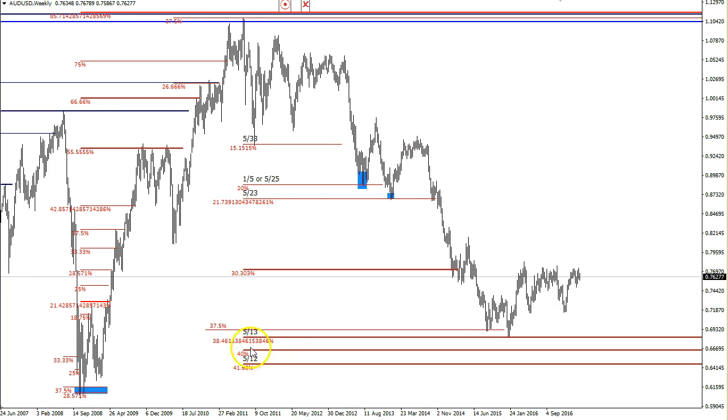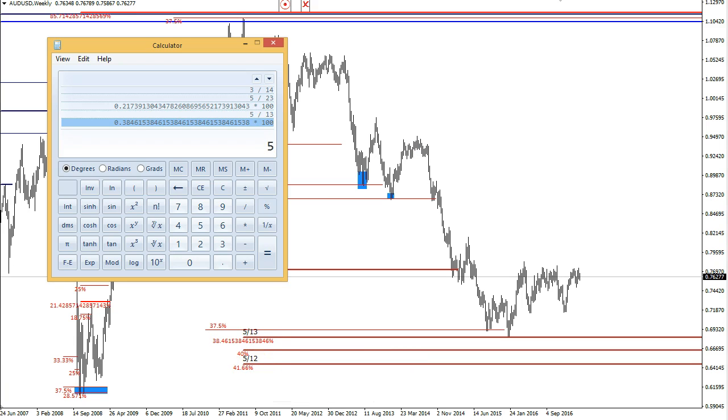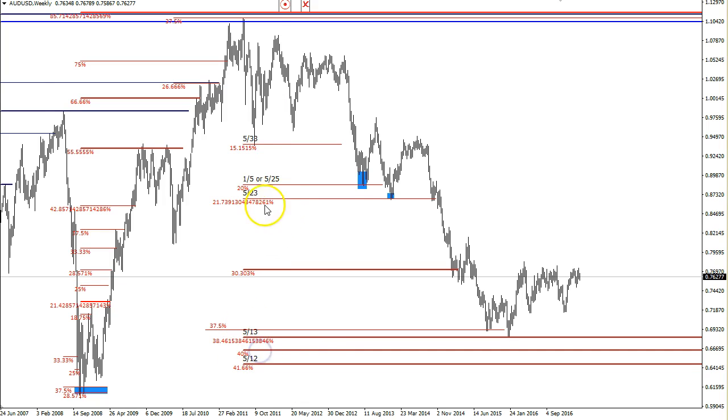So you can see here 5 by 13, 5 by 12, so 5 by 11 is 45.45. 5 by 13 and 5 by 12, it's 10 by 25, which is the 40%. So you have like a sequence. The halfway between both of them is a 40%, which is the double of that 20%. So 40% for me is important. 41.66 is very important. Both of them are very important for the future levels.